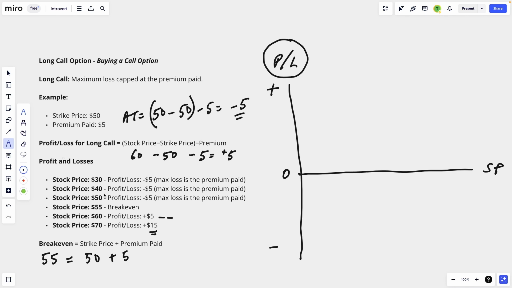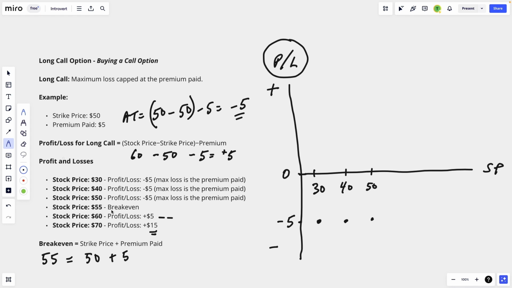So what we can do now is plug in these numbers and see where they land on this particular diagram. With a stock price of 30, the profit and loss is going to be -5. So we'll go down here and plug in a -5, and we'll put a little dot there. So at 30, we lose $5. At 40, we lose $5 as well. At 50, we lose $5 as well.